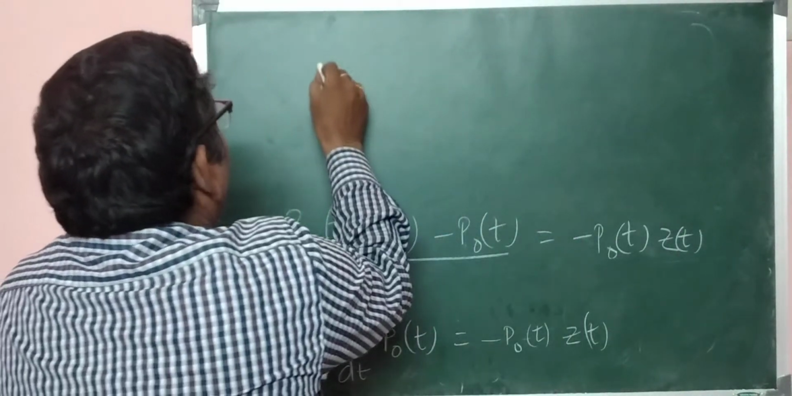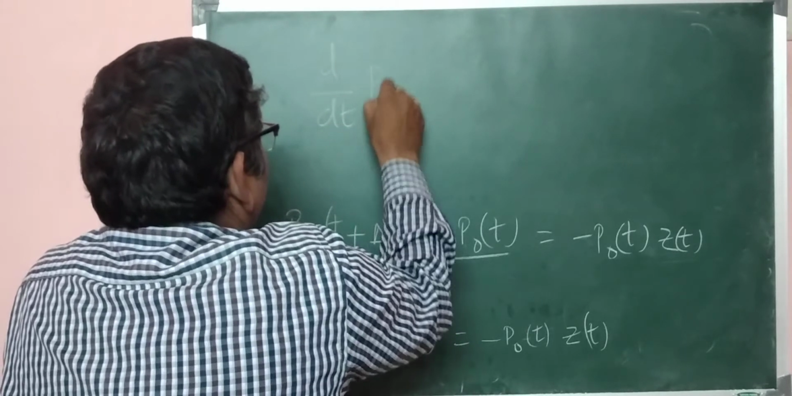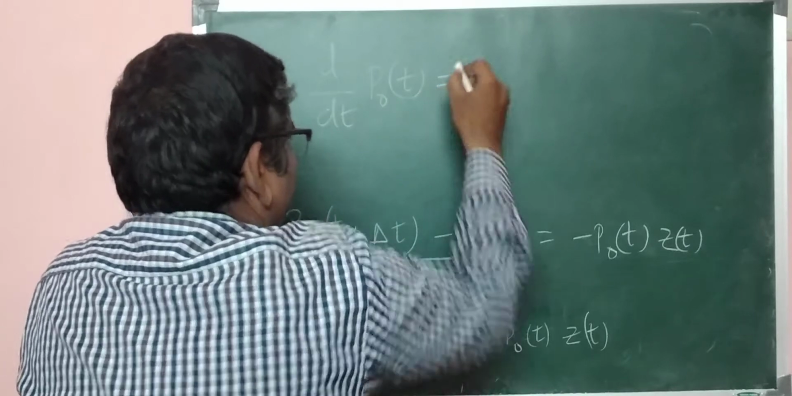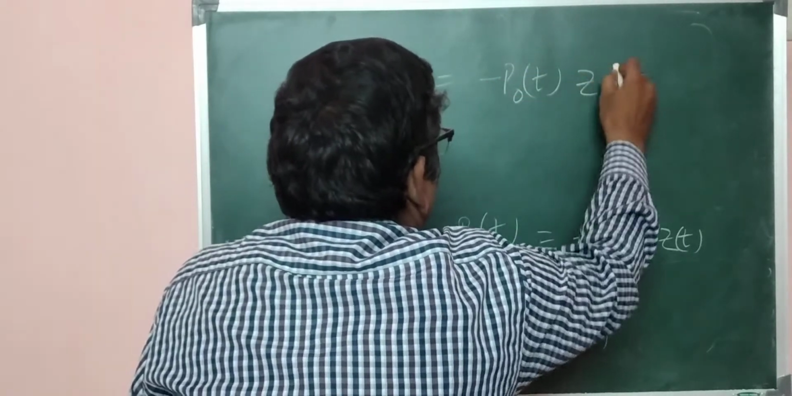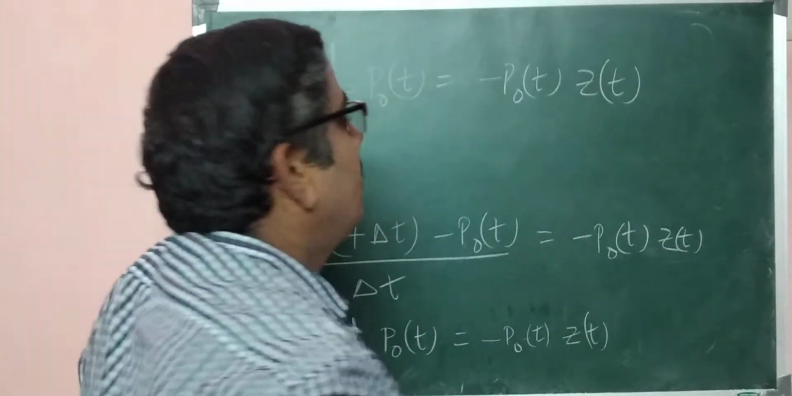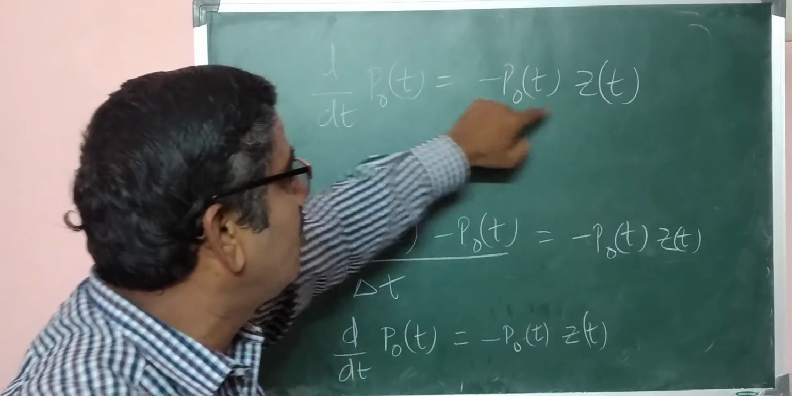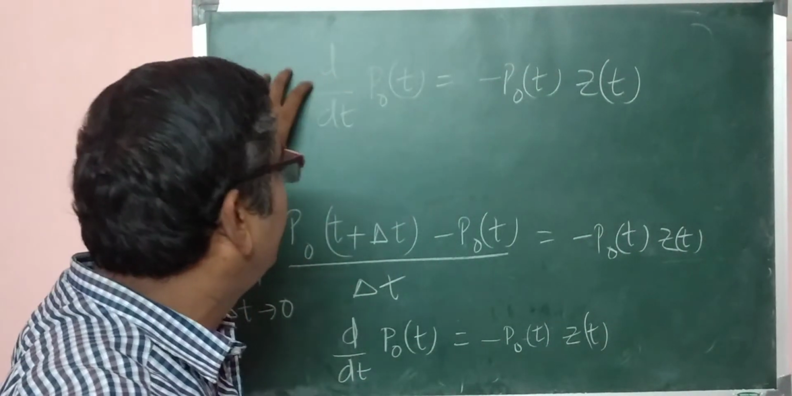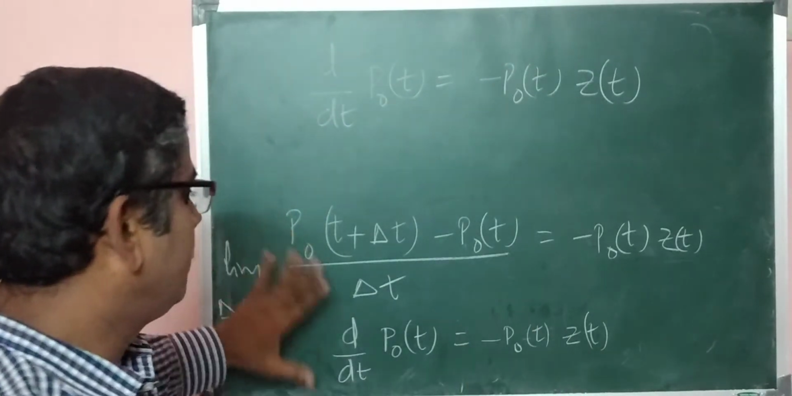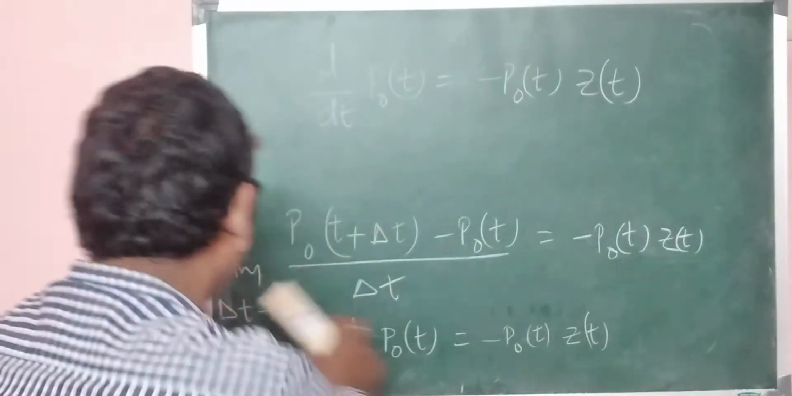So this is nothing but d by dt, I repeat the same step, which is equivalent to minus P naught of t z of t, right? So d by dt of P naught of t is equal to minus P naught of t into z of t. Now I take this particular P naught of t to the left hand side. Hope it is clear.